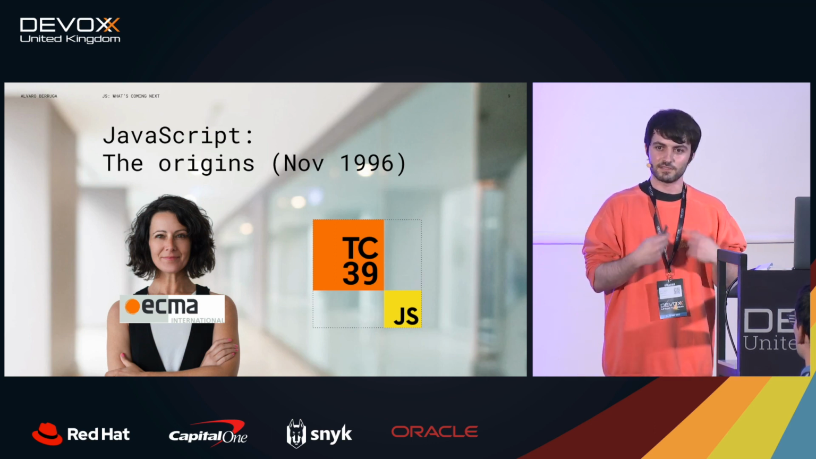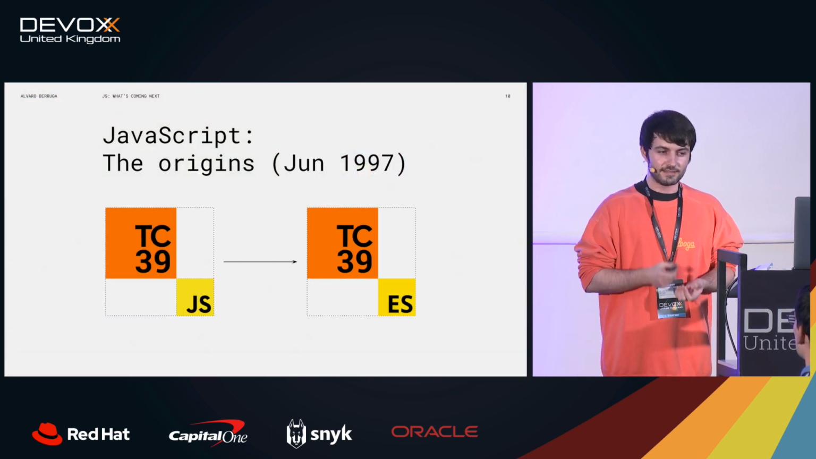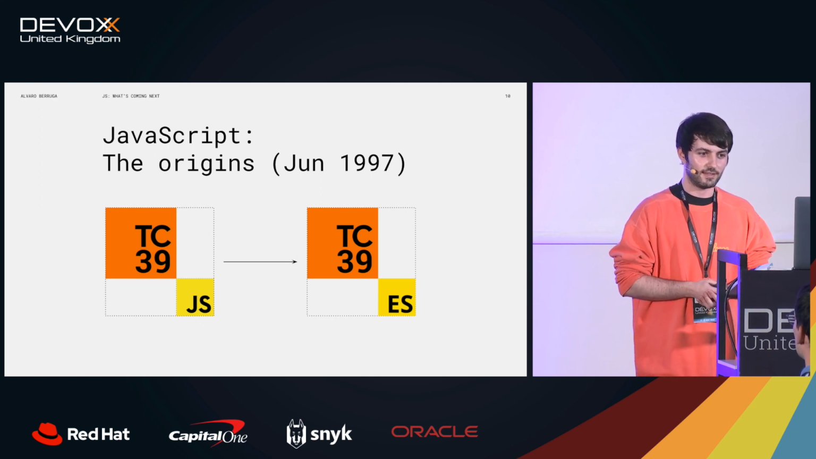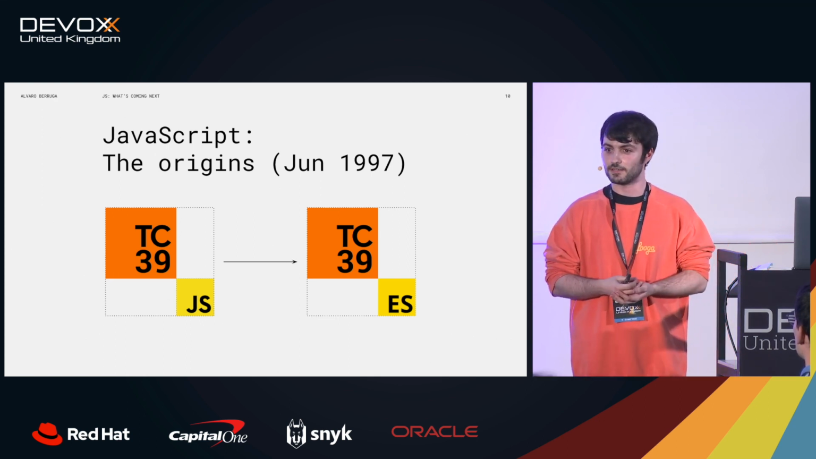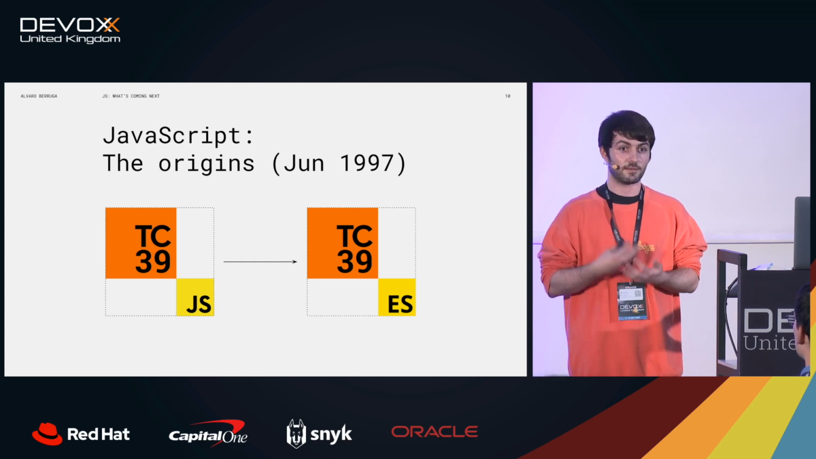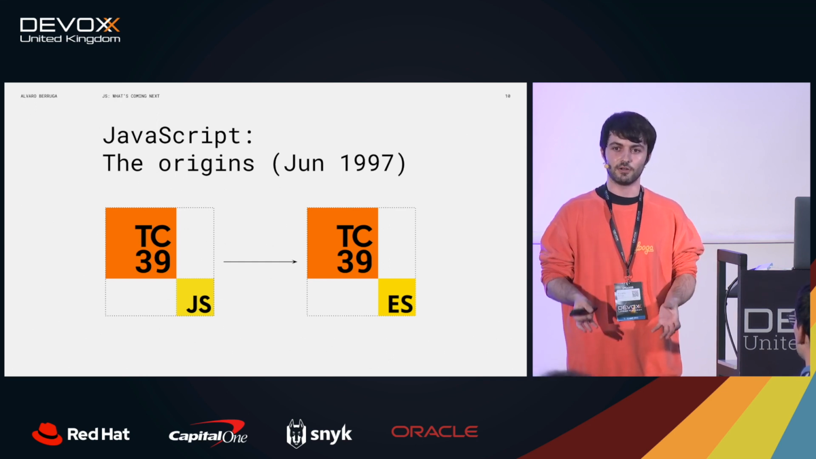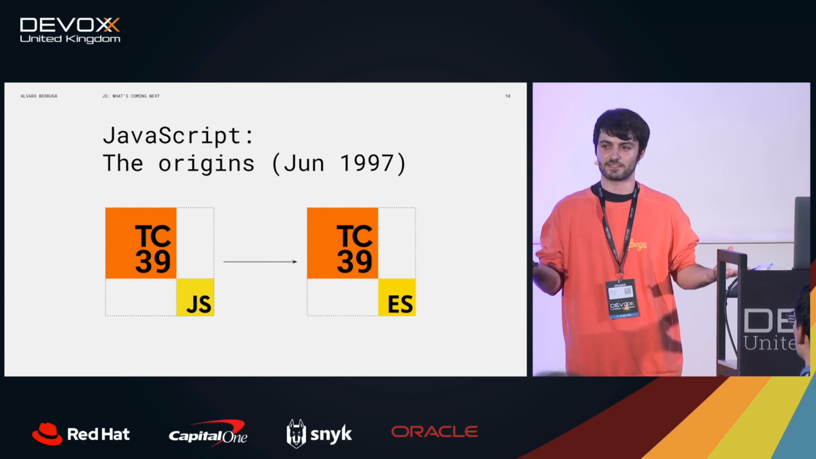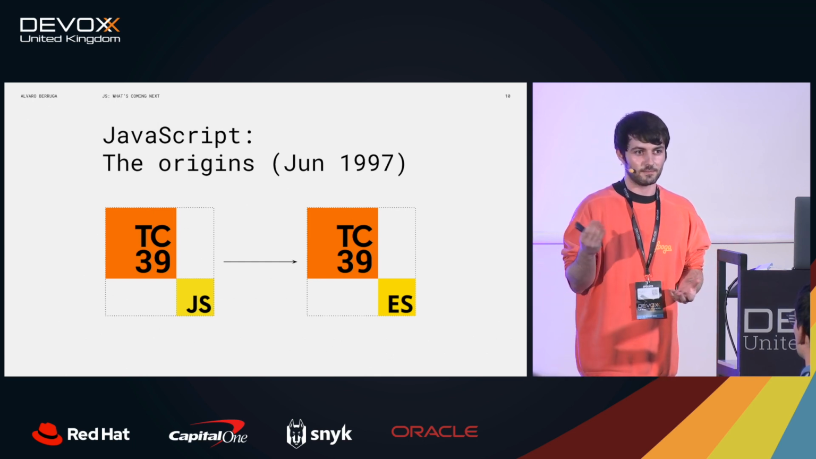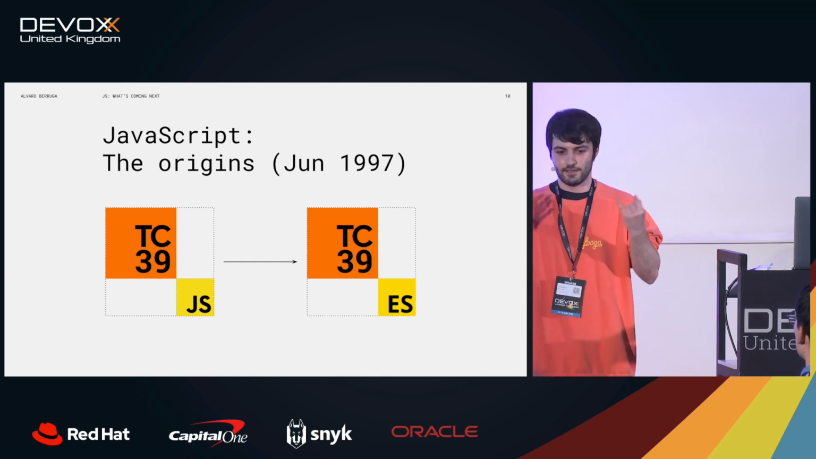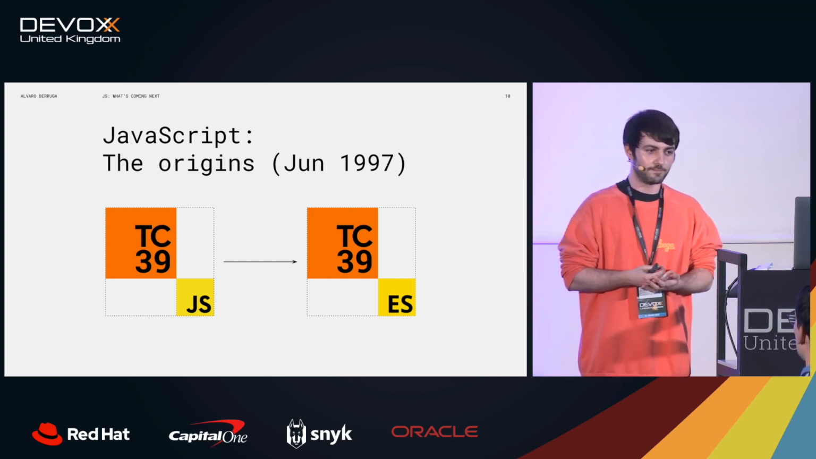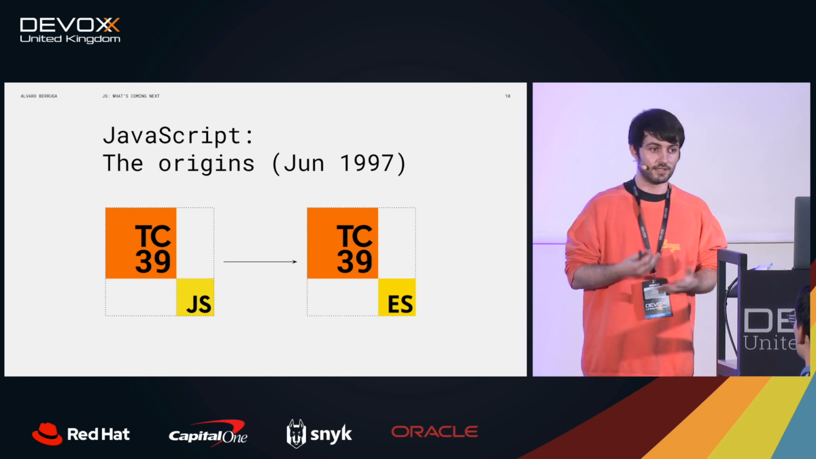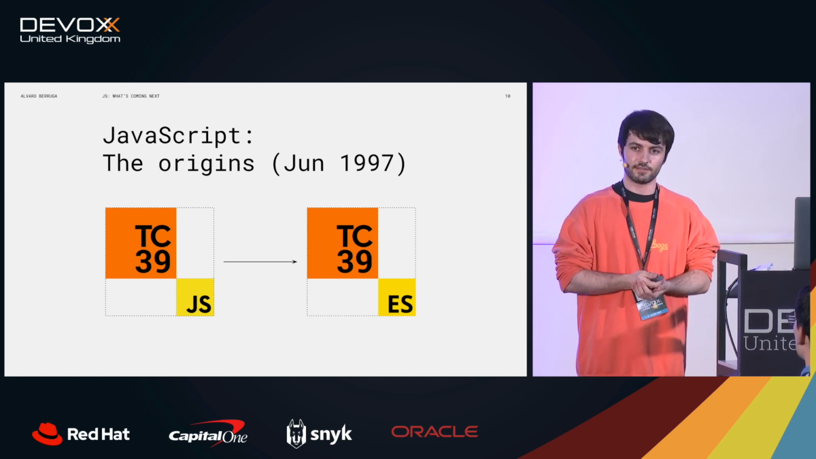Then they started working on it, and in June 1997 they came up with ECMA-262. That is one of the many standards that ECMA has, and it contains the definition of ECMAScript. And what is ECMAScript? It's nothing else than the document that I mentioned before that covers the syntax, the API, and the expectations of the language. So in June 1997, boom, they created ECMAScript.